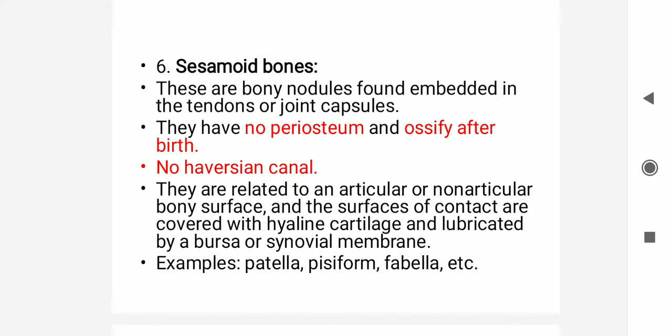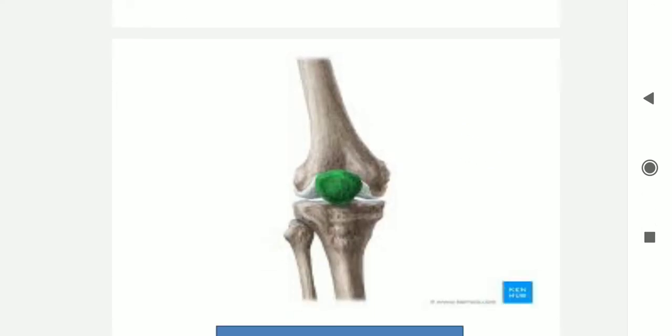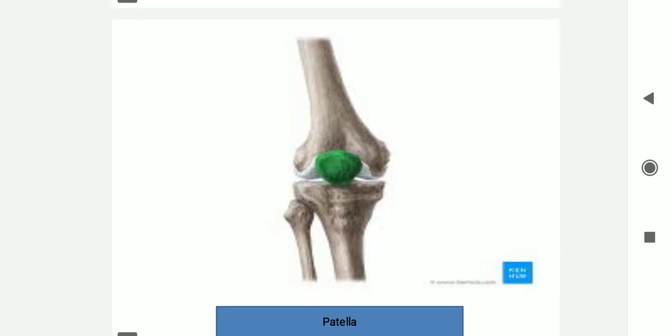Now sesamoid. The word sesam means seed like. So this is the diagram of the knee joint. Sesamoid bones, sesam means seed like. So sesamoid bones look like bony nodules, like seeds.